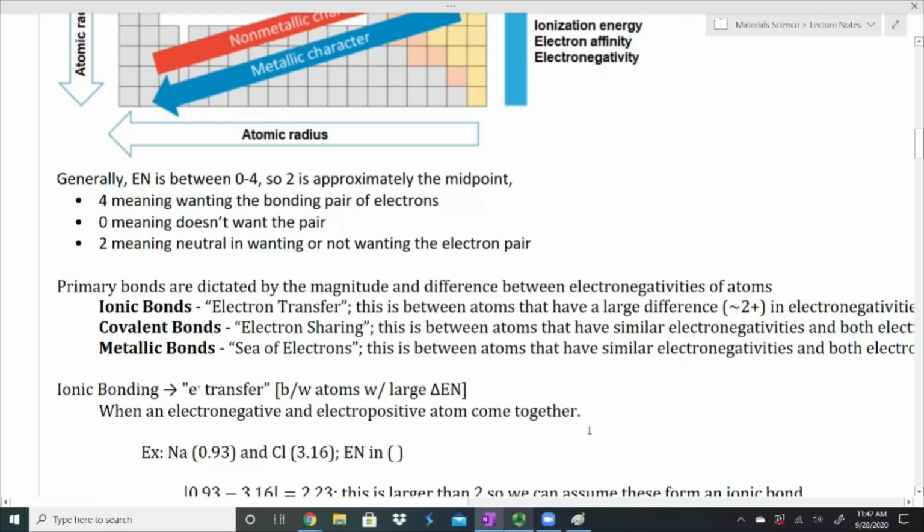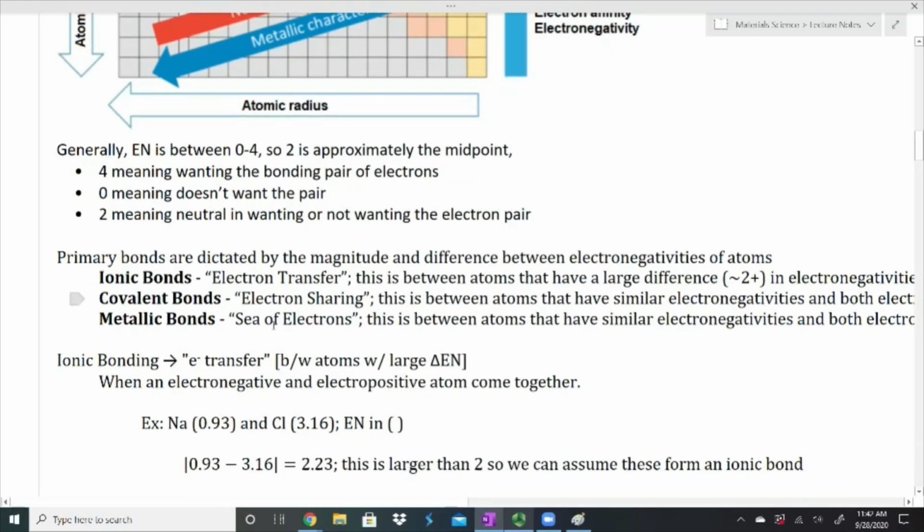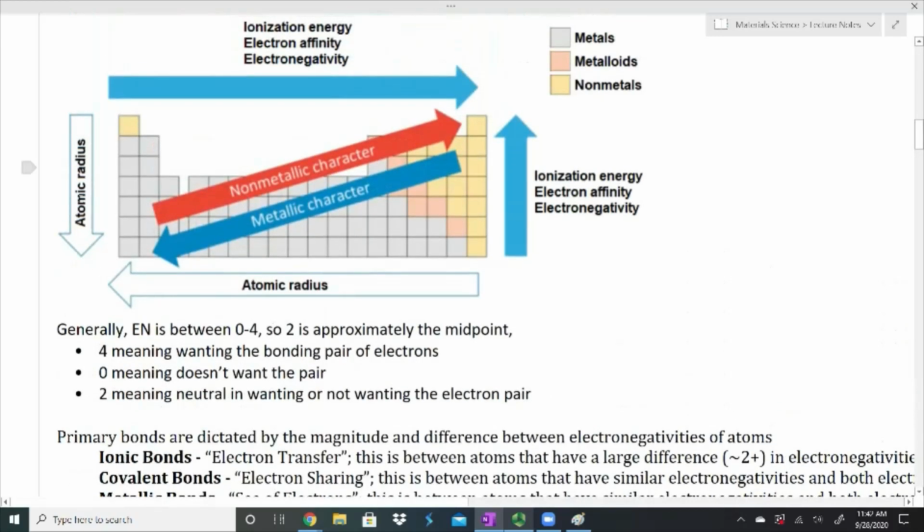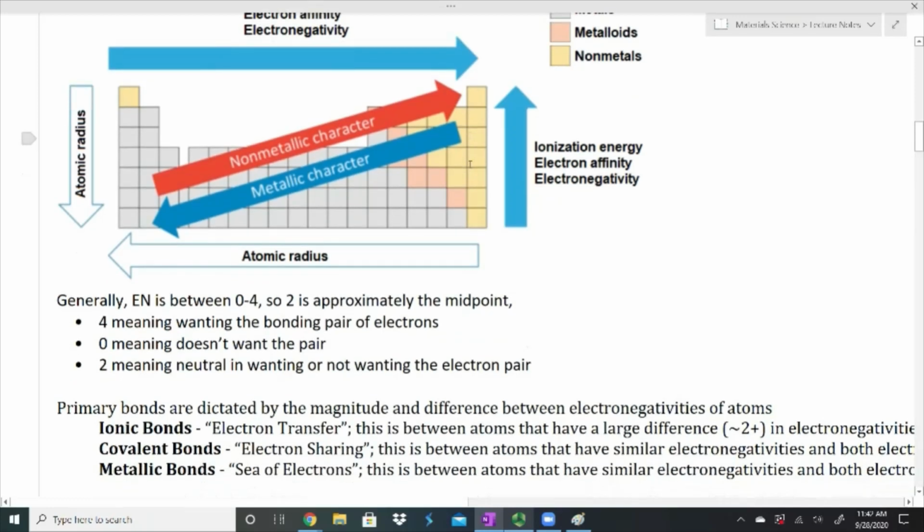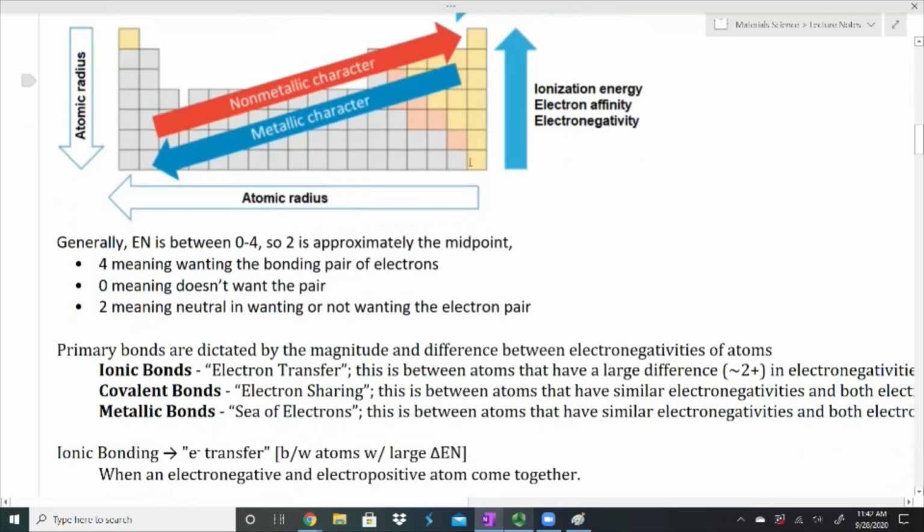All right, so I'm going to quickly go over our 3 types of bonds, and then we're going to talk about them specifically in a little more detail. First, our primary bonds are dictated by the magnitude of the difference between the electronegativities of atoms. What that really means is if I find the electronegativities of 2 atoms, I can see the difference between them to tell what type of bond they will most likely make.